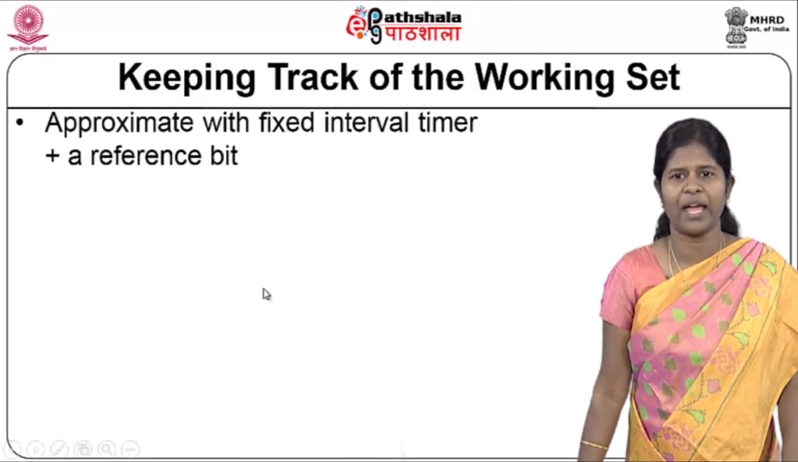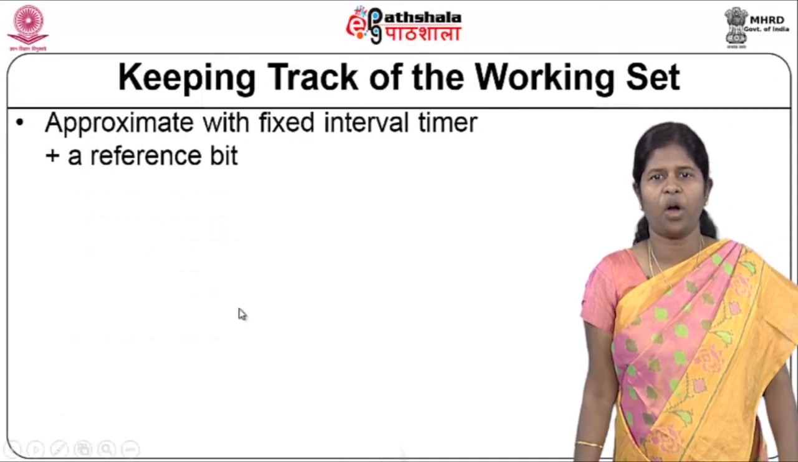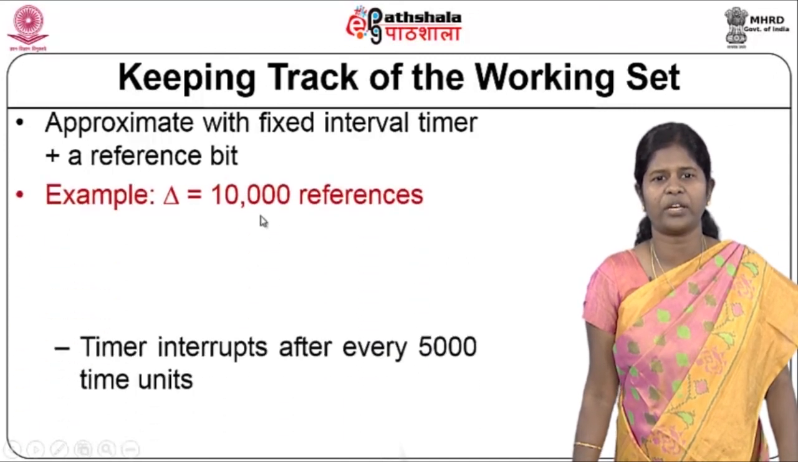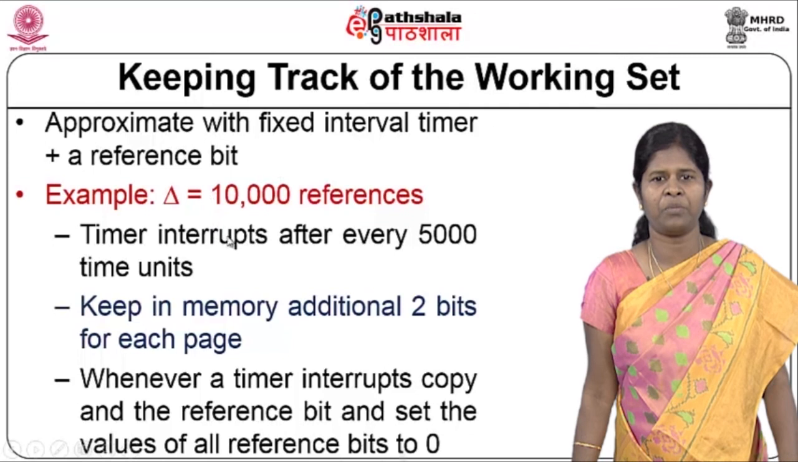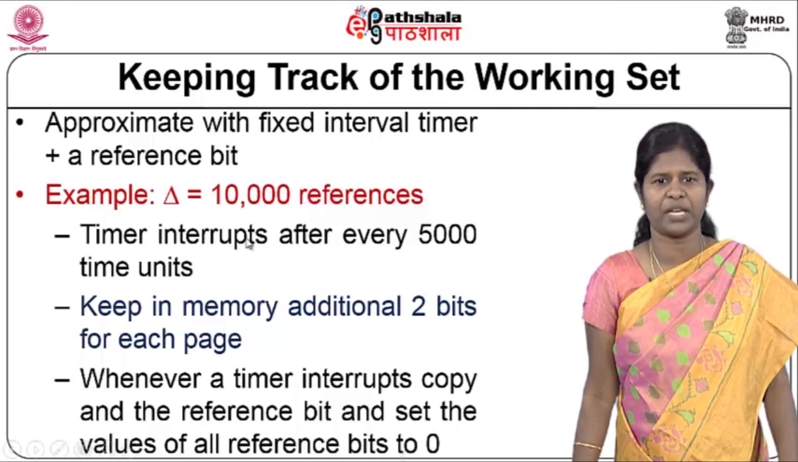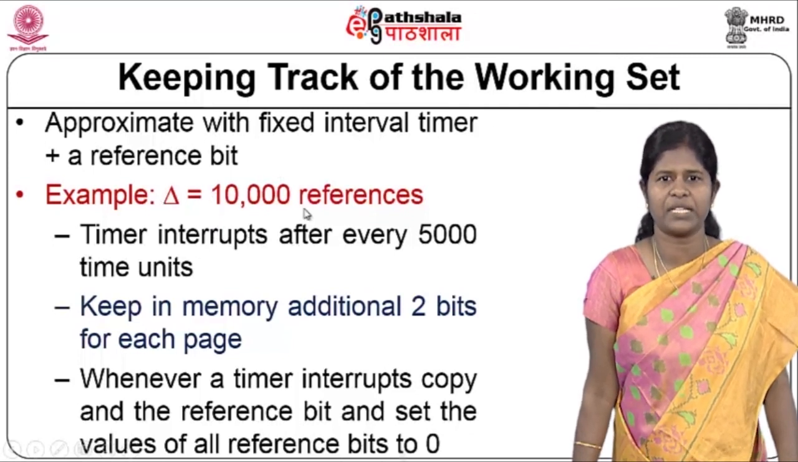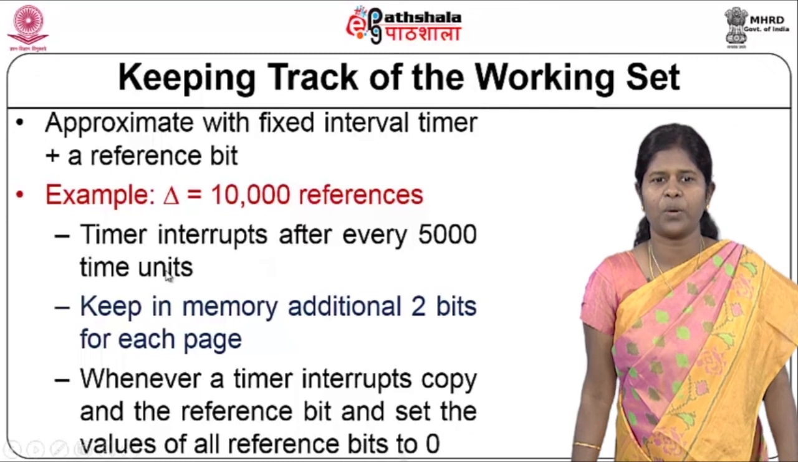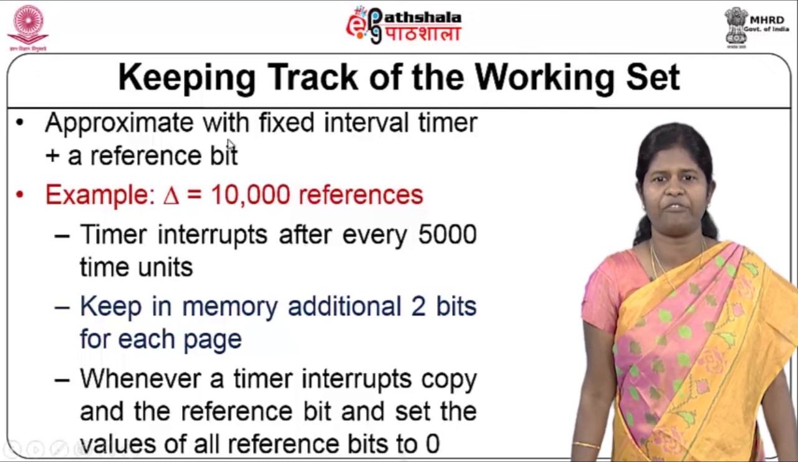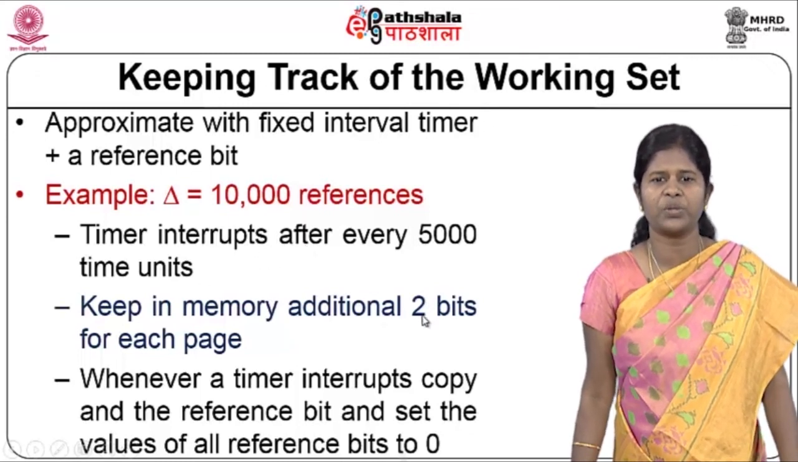So, for keeping track of the working set of a process, what you can do is you can have a fixed interval timer and a reference bit, and the timer can interrupt every 5000 time units. Say for example, if delta is equal to 10,000 references, you can have 2 additional bits kept for each page. So, whenever the timer is interrupting, the reference bit is copied onto these bits.